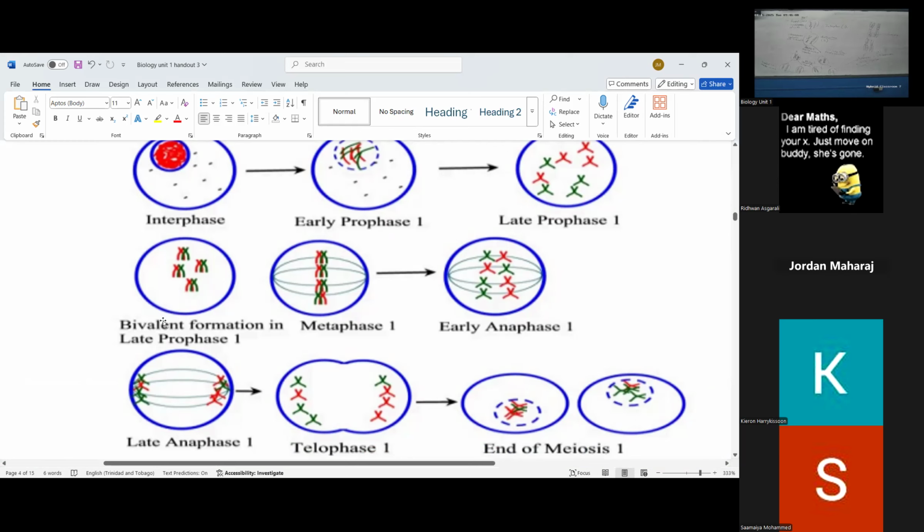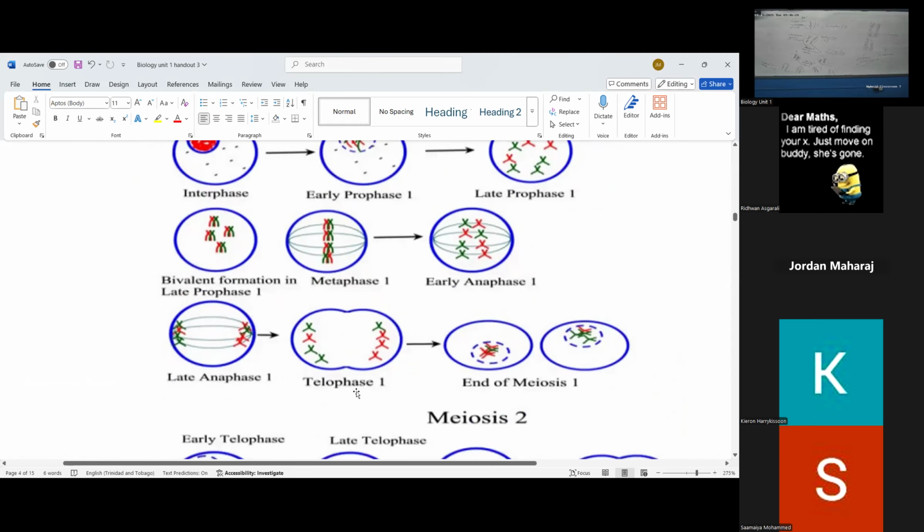So the key parts of meiosis one: in prophase, the biggest thing is crossing over and condensation or coiling of the chromosomes. Those are the two most significant events. You have other things, but those are the two most significant ones. In metaphase, you have the alignment of the chromosomes along the equator. Anaphase is the pulling apart of the chromosomes. And telophase is the separation into two new cells. And then there's the end of meiosis one.